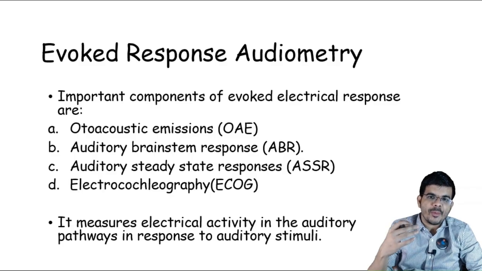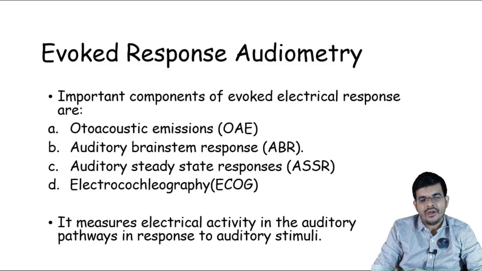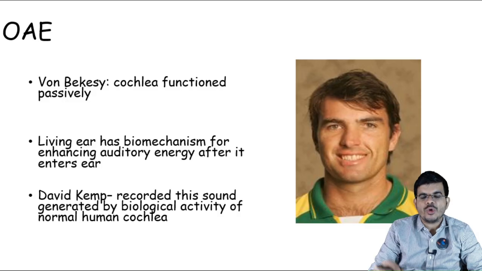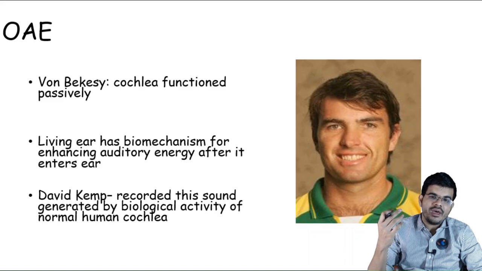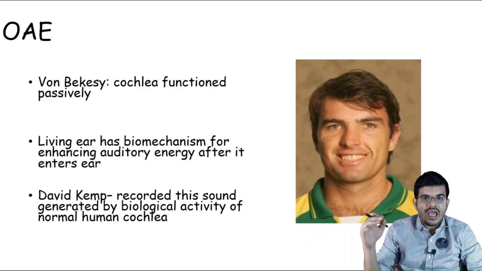In evoked response audiometry, what is happening? You are giving auditory stimuli, and the electrical response from the auditory pathway is being measured, but it is not exactly what is happening in case of otoacoustic emission. It is not the electrical activity that is being measured here, it is the sound that is being generated by the outer hair cells that is being measured in case of otoacoustic emissions. Normally the outer hair cells have a function of modulating the function of inner hair cells, and that function is actually leading to the production of these sound waves, and these sound waves are picked up with the help of microphones.